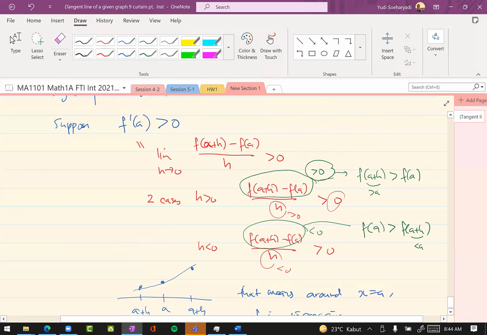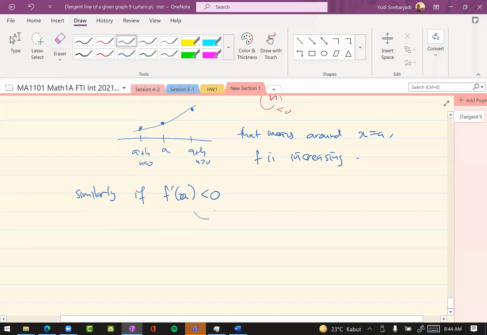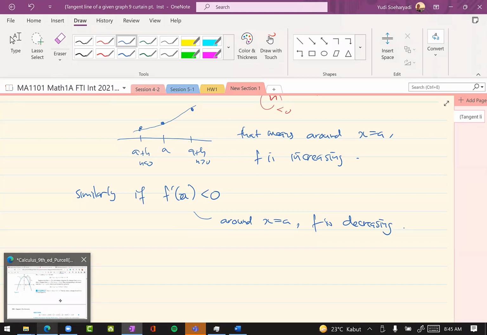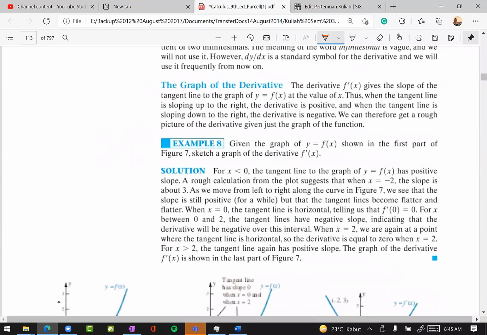Okay, so similarly, if f prime is negative, that means around a, f is decreasing. Okay, so that's what the sign of the derivative tells you. Okay, and let's do some more from the textbook. Like this notation, we'll do this later. Graph of derivatives. So that's the graph of the derivative.